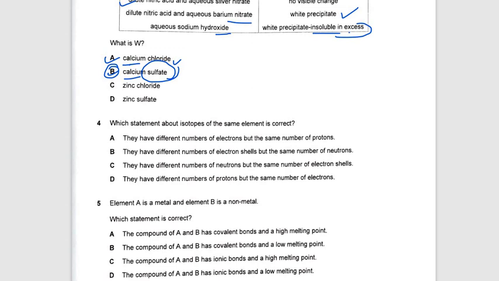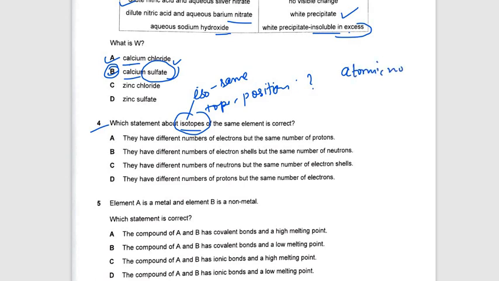Now question number 4: which statement is true about isotopes? What are isotopes? Isotopes are atoms of the same element but with different neutron numbers. Iso means same and tope means position. It means they are positioned in the same place in the periodic table. Can you tell me why they are in the same position? Because we have arranged the atoms on the periodic table based on atomic number, which does not change here, so obviously they will be in the same position. They have a different number of neutrons, so option C is the correct option.